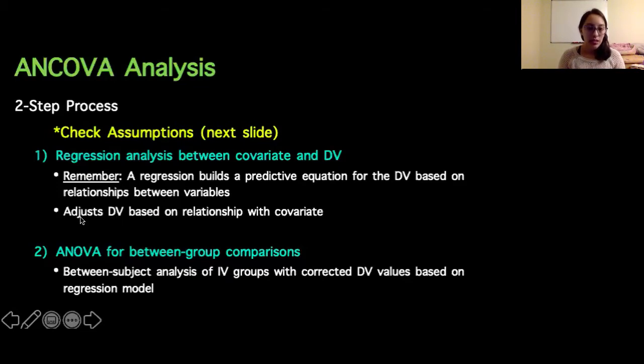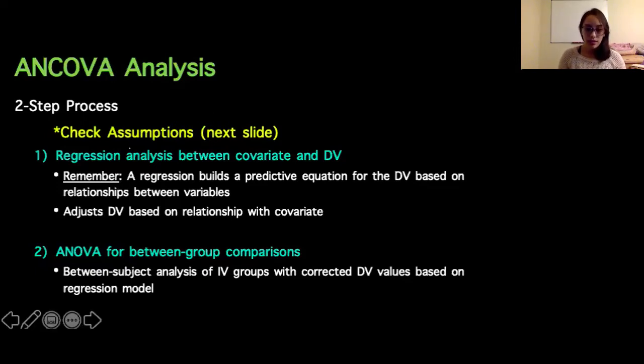And then those adjusted dependent variable values, based on their classifications from the independent variable, go through an ANOVA. Right, so that's where we check the between subject analysis to see, do the group means seem similar enough that we would say they're equal, or are they different enough that they're significantly different? Okay, so two-step process: regression, where we correct the dependent variable using the covariate, and then the ANOVA, where we actually compare independent variable groups using those adjusted dependent variable values.